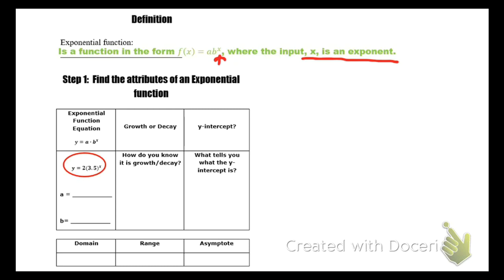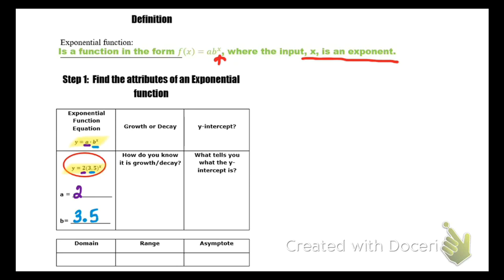So we have our exponential function equation right here, y equals a times b to the power of x. And we're taking a look at this function, y equals 2 parentheses 3.5 to the power of x. So because this equation is in this form, we know that this is an exponential function. And we also know what our a and our b represent. So to begin with, our a is 2. So I'm going to label that here. And our b is 3.5.